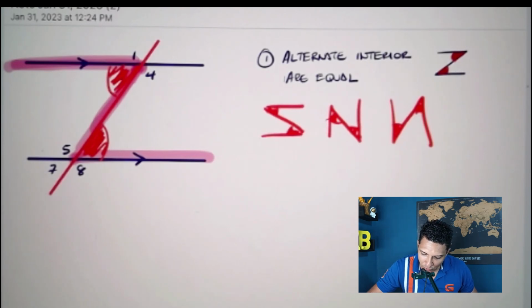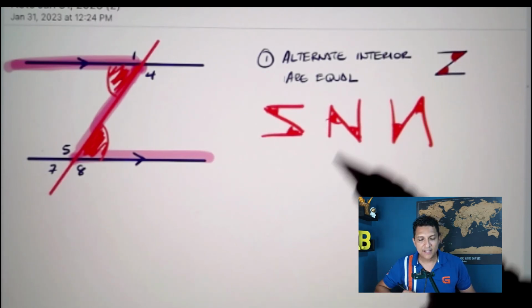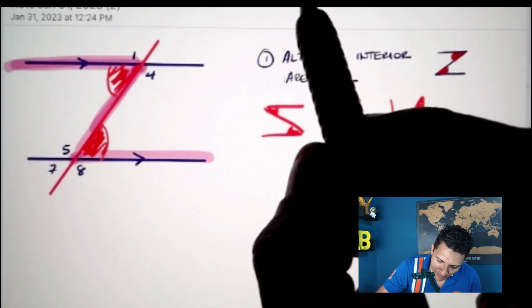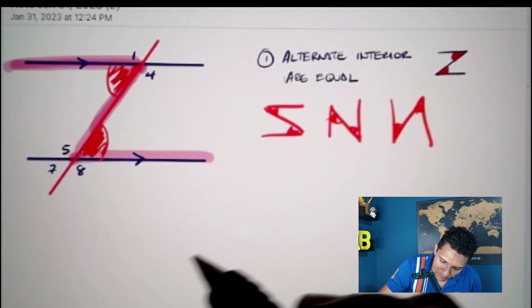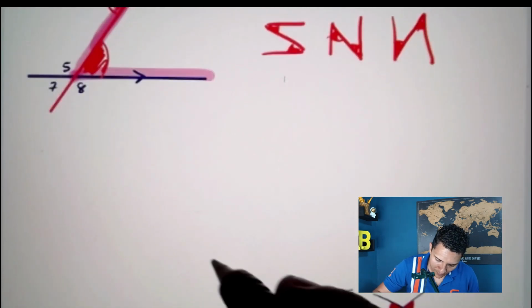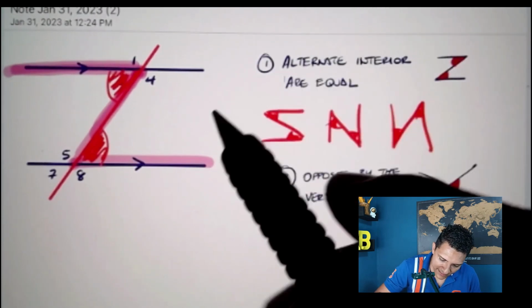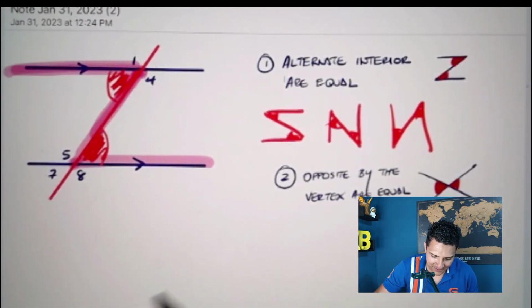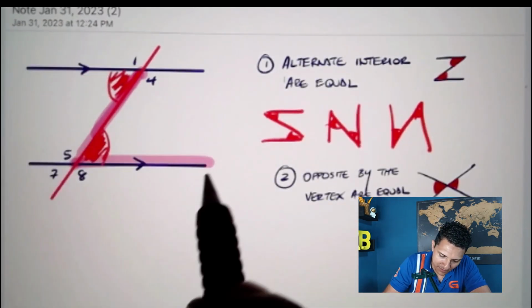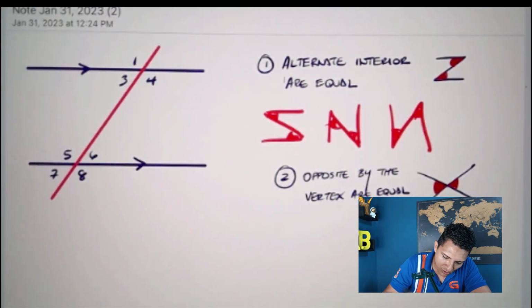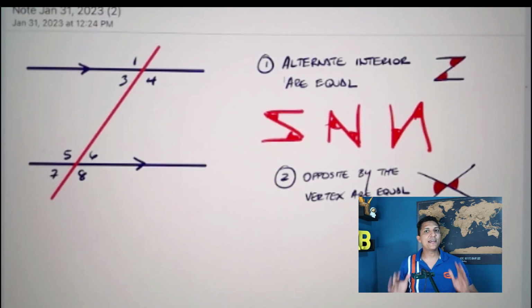Okay, let's go to the second one. The second one is called opposite by the vertex. So in opposite by the vertex, what is the key? Let me bring it first. Opposite by the vertex. Here I have it. What is the key? Well, it's a letter X. Let me erase a little bit here so you can see better. Opposite by the vertex, letter X. Those angles that are joined back to back, they are also equal.